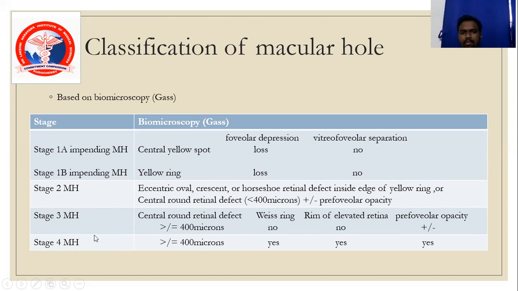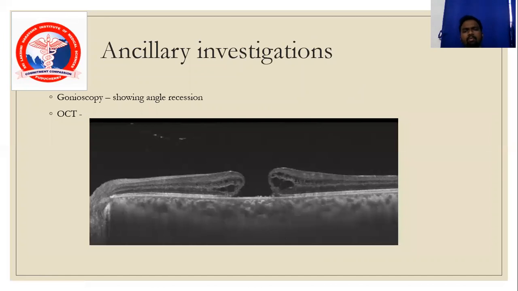While stage 4, which is the end stage of macular hole, Gass classified as those who had a macular hole of more than or equal to 400 microns in the presence of a posterior vitreous detachment, which can present as a Weiss ring, in the presence of an elevated retinal rim, and in the presence of a perifoveolar opacity. So what are the ancillary investigations that can be performed in a patient with a macular hole? We can do a gonioscopy in such patients to rule out an angle recession.